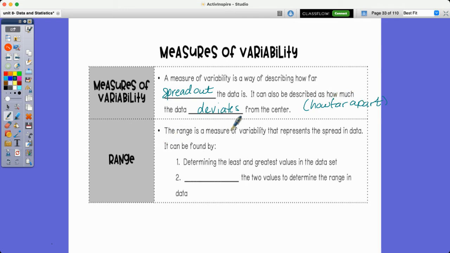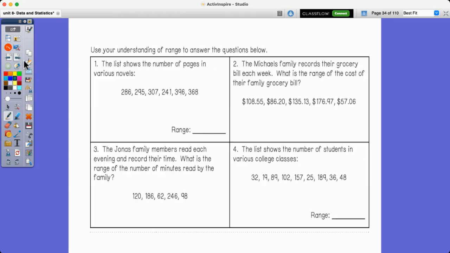The range is the measure of variability that represents the spread distance in the data. It can be determined by finding the least and greatest values in the data set and then just subtracting the two numbers. This is not tricky at all. You find your biggest number, your smallest number, subtract them. That's your answer. That's as hard as this one gets. So we're going to find the range.